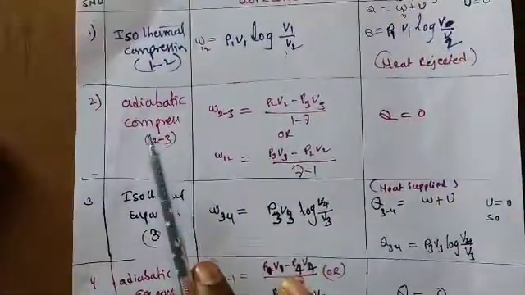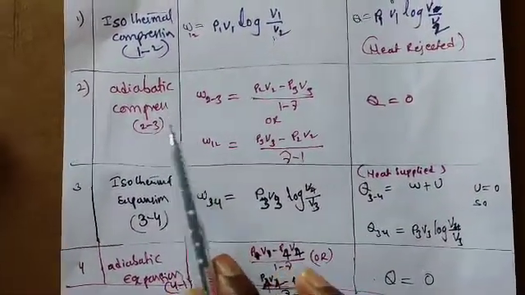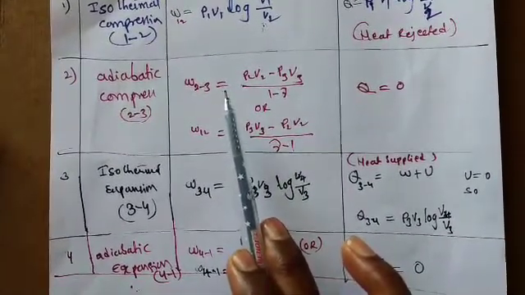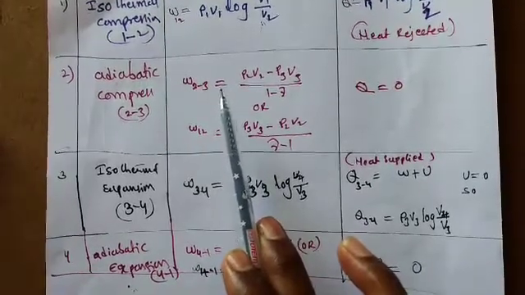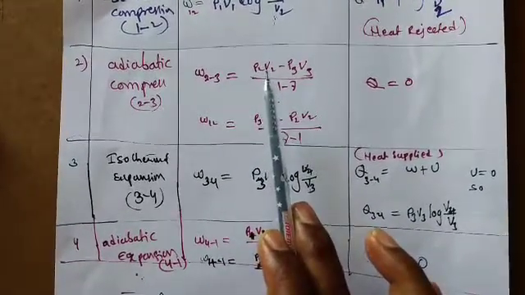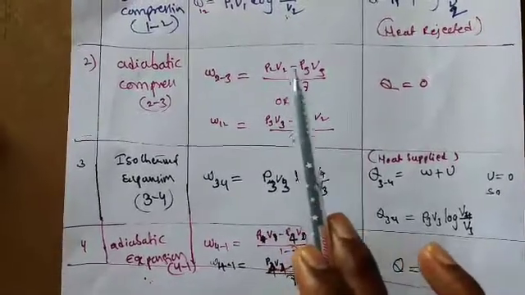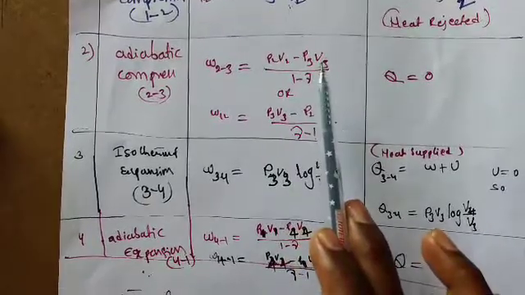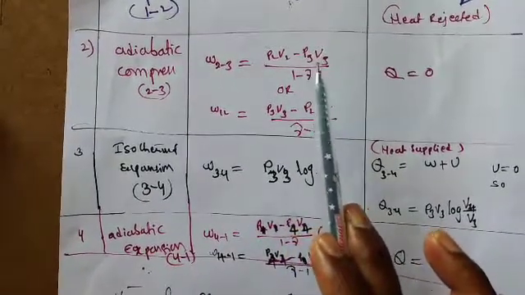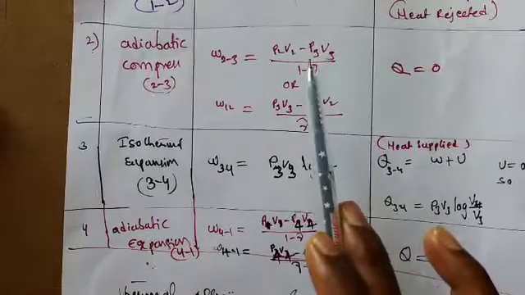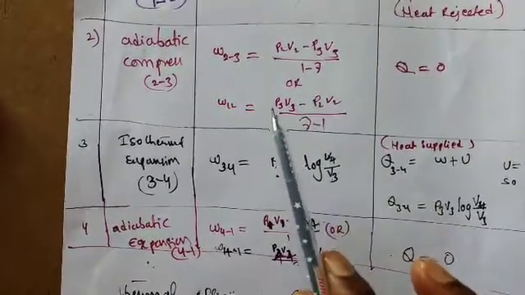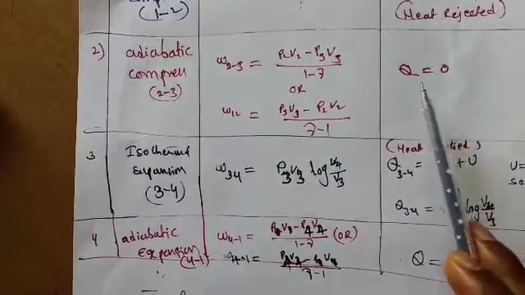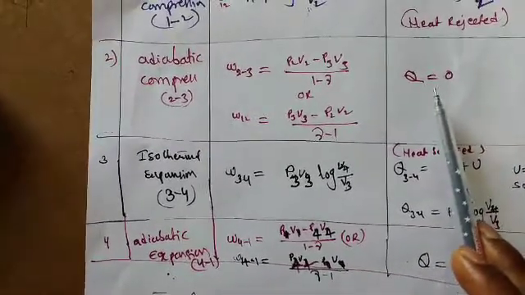And the second process is the adiabatic compression process, that is 2 to 3. Already we know how to write the total work transfer in the adiabatic compression process; I have explained it in the previous video. Once again, see, P2 V2 minus P3 V3 divided by 1 minus gamma. So why P2 V2 minus P3 V3? Here the volume V2 is higher than V3. That's why P2 V2 minus P3 V3 divided by 1 minus gamma. If we multiply the numerator and denominator by minus, it becomes P3 V3 minus P2 V2 divided by gamma minus 1.